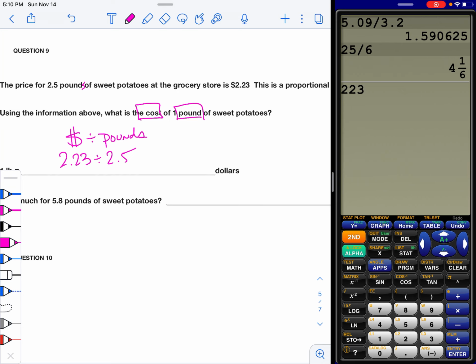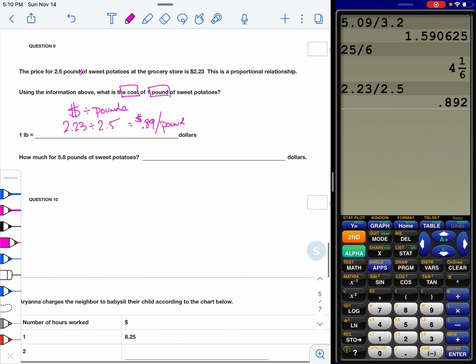So 2.23 divided by 2.5 is 0.89. Okay, so that's $0.89 per pound. All right, so 89 cents a pound, that's what this is. So 1 pound is 89 cents. So you could type in 0.89 because it says $0.89. If you put a 0 in front of there, that's okay too.